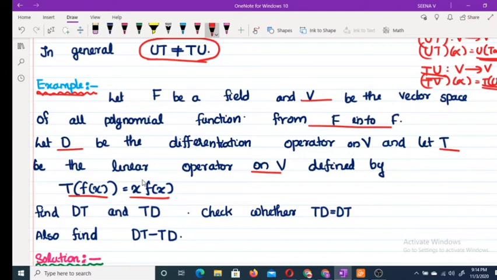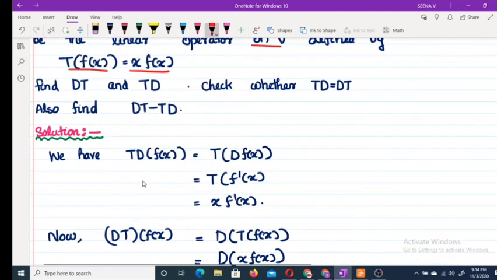Now, what is DT and TD? If you look at TD of f of x, by definition, this is T of D f of x. And D f of x you can write as f dash x, the derivative. And T f of x is x f of x. Therefore, T f dash x is x f dash x.